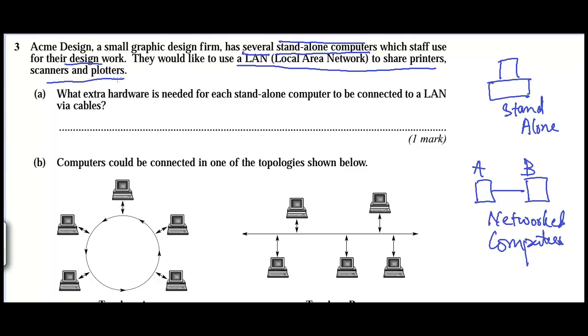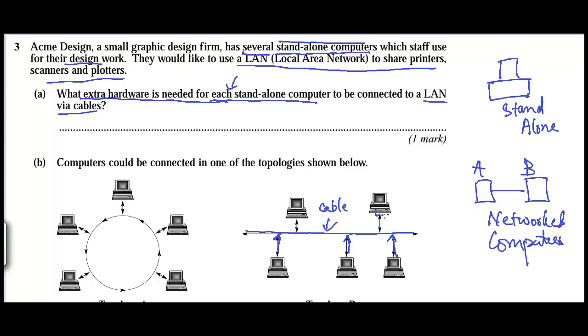Okay. So what extra hardware is needed for each standalone computer? So extra hardware that is needed for each standalone computer to be connected to a local area network via cables. So this is what the question is saying. See, this is a cable, right? And this is the cable to which every other computer is connected. So this computer is connected to it, this one's connected to it, and this one's connected to it also.